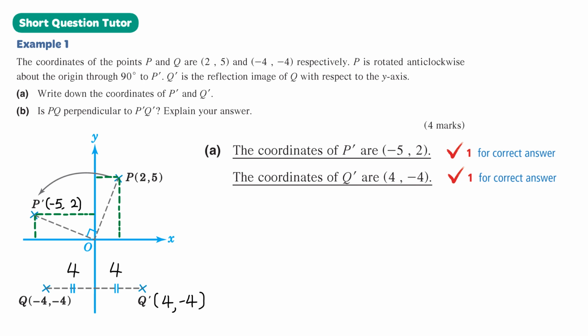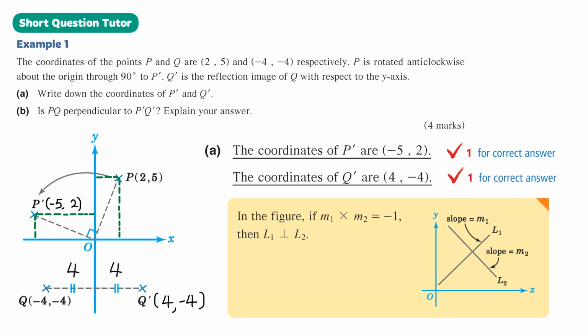For part B, we need to find if PQ is perpendicular to P'Q'. If the product of the slopes of two straight lines is equal to -1, the two straight lines are perpendicular to each other. We need to find the slopes of PQ and P'Q' first. Since the coordinates of P, Q, P' and Q' are known, it's easy to find the slope by the slope formula.